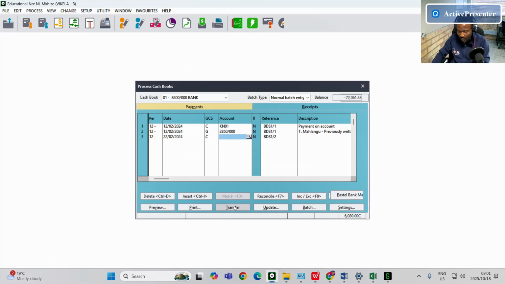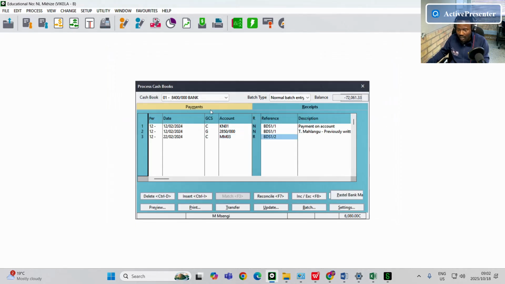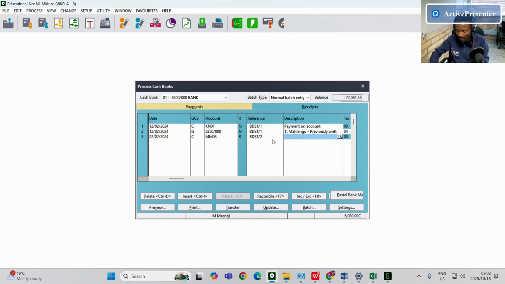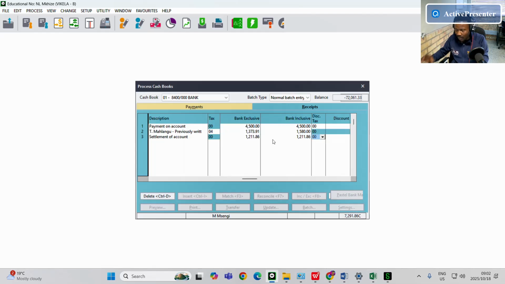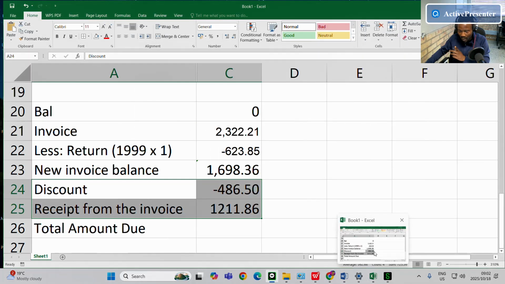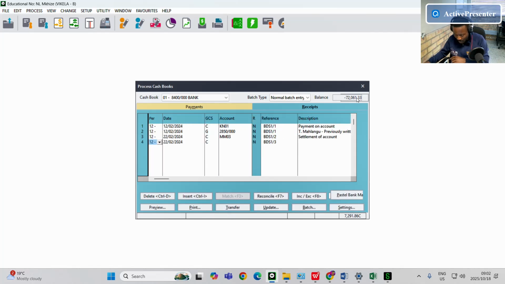So it's a customer. It's saying. So yes, the reference is fine. It's BTS 1/1. Then we are going to say settlement of account. Right, it's 1,211.86. Remember, once you actually have a discount, you need to include the discount tax, which is standard rated. So it's 1, enter. And let me just check the amount for the discounts. It's 486 rand 50. Yeah. So we are done with the second deposit slip.